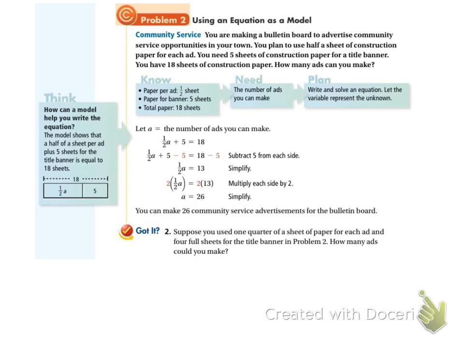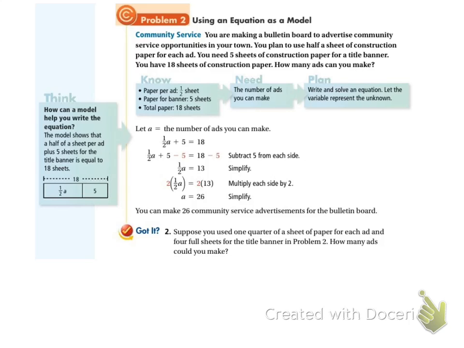Okay, here's a story problem. You are making a bulletin board to advertise community service opportunities in your town. You plan to use half a sheet of construction paper for each ad. So if we have one ad, we're using half a sheet. If we have 2 ads, we're using a whole sheet. If we have 3 ads, we're using 1.5 sheets. So each time we are adding half a sheet. Or if we want to look at it long term, if I needed 10 ads, I'm going to be multiplying. I would do 1/2 times 10.